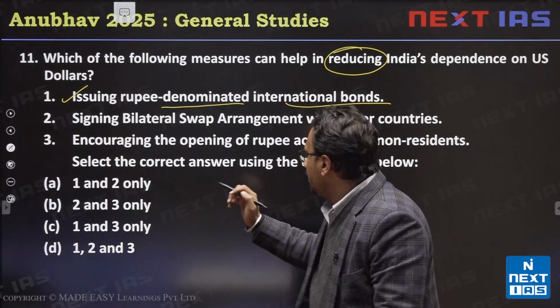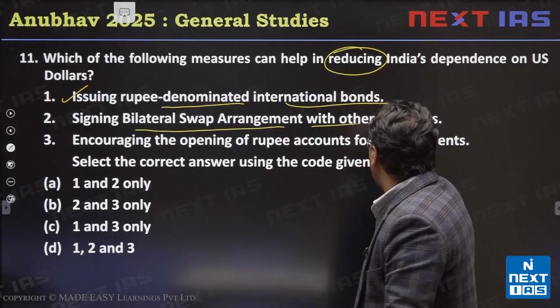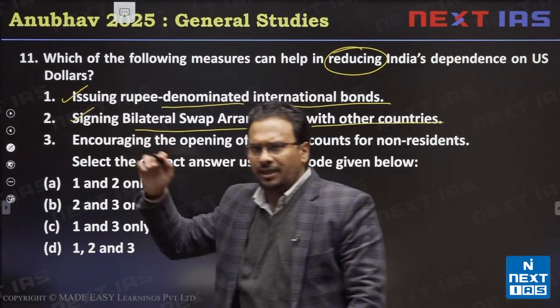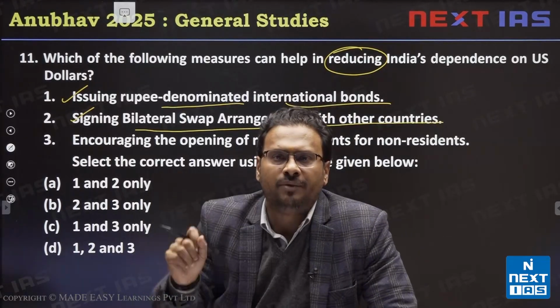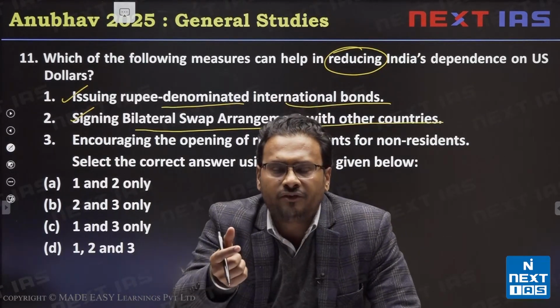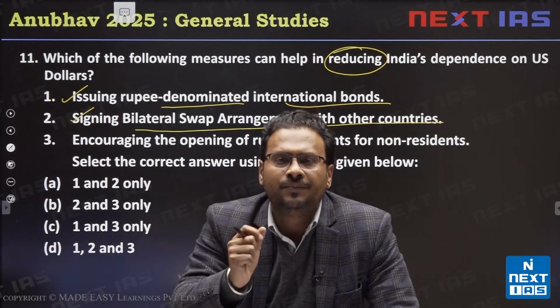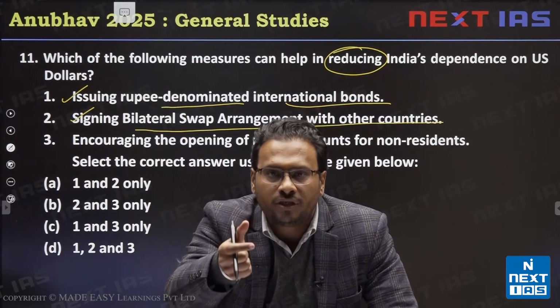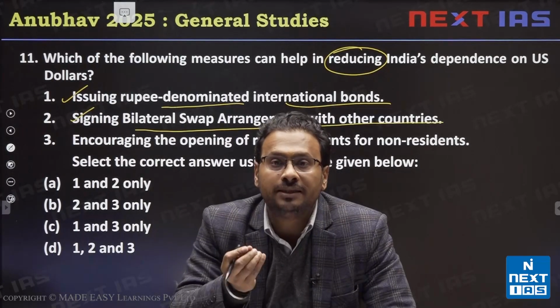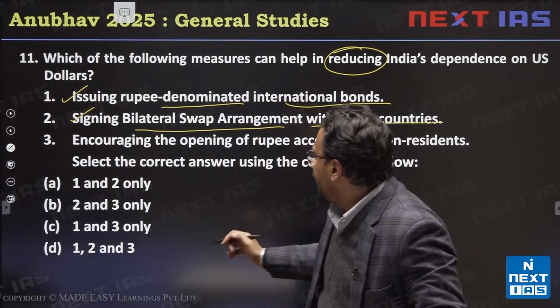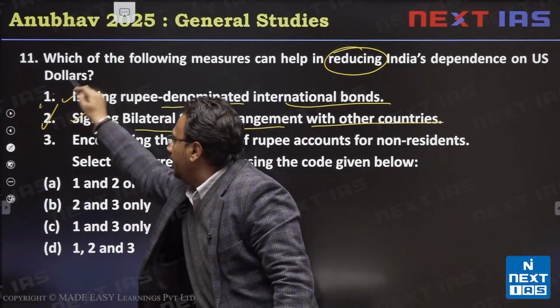Correct. Second, signing bilateral swap agreements with other countries. Now imagine India and any other country have this swap agreement. That means for the goods and services they are exchanging with each other, they just need to pay in their own currency rather than the dollar. So it will boost the currency aspect as well. So statement 2 is definitely correct.